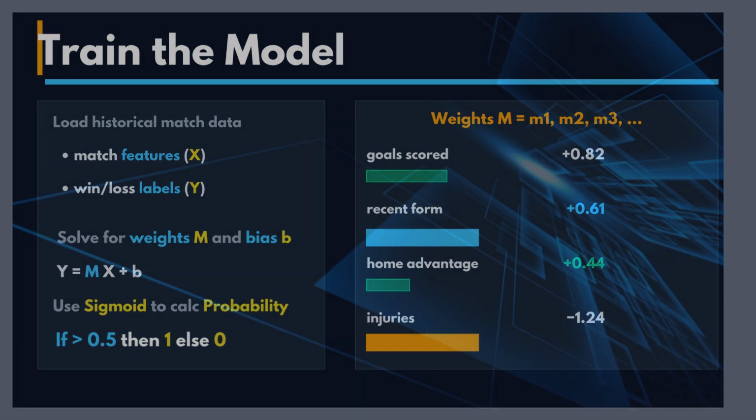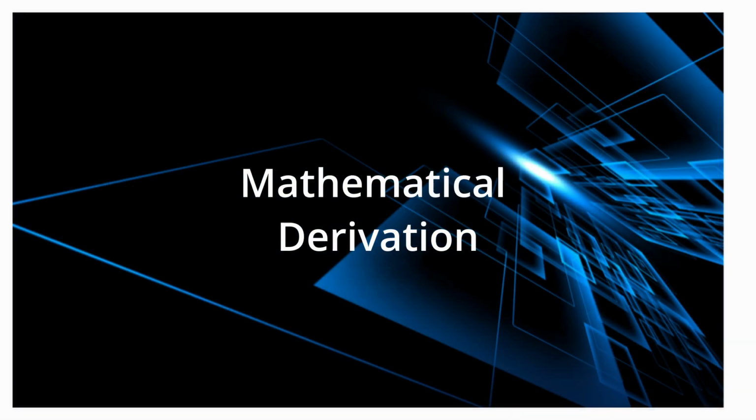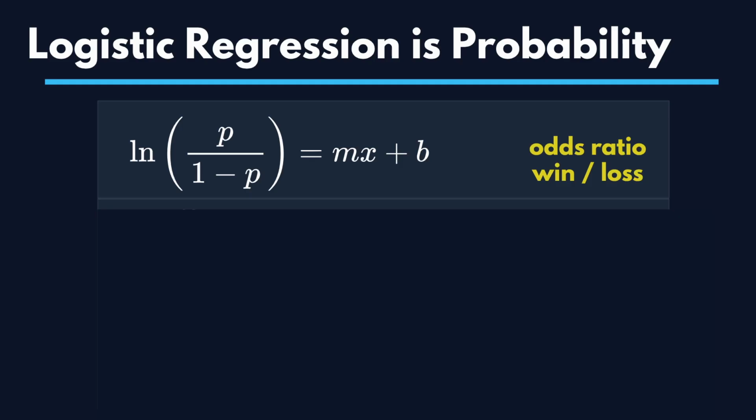Okay, if you're not interested in math, you can skip this next section. But if you want to know how it really works, then bear with me a moment. Here we arrive at the central idea behind logistic regression. The model does not really predict probability first. Instead, it models the log odds. Log of p divided by 1 minus p. That expression is called the odds ratio. It's the probability of winning, p, divided by the probability of losing, 1 minus p.